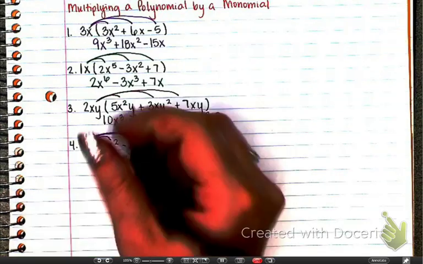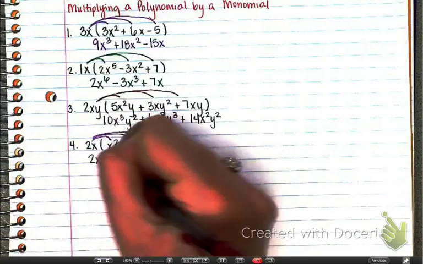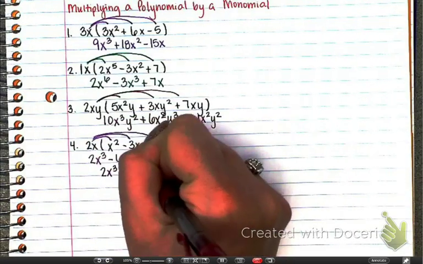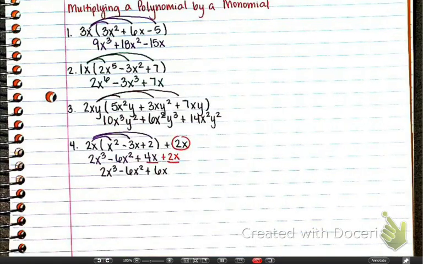So if I combine like terms, and remember we're still in standard form, so 2x to the third minus 6x squared plus 6x should be your final answer. So if there's something attached on the end, we'll just attach it at the end. Are we okay with that? Okay.